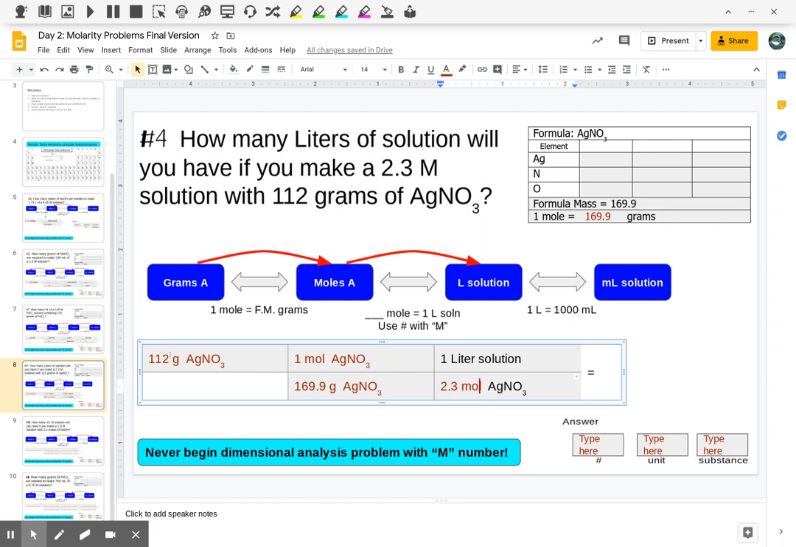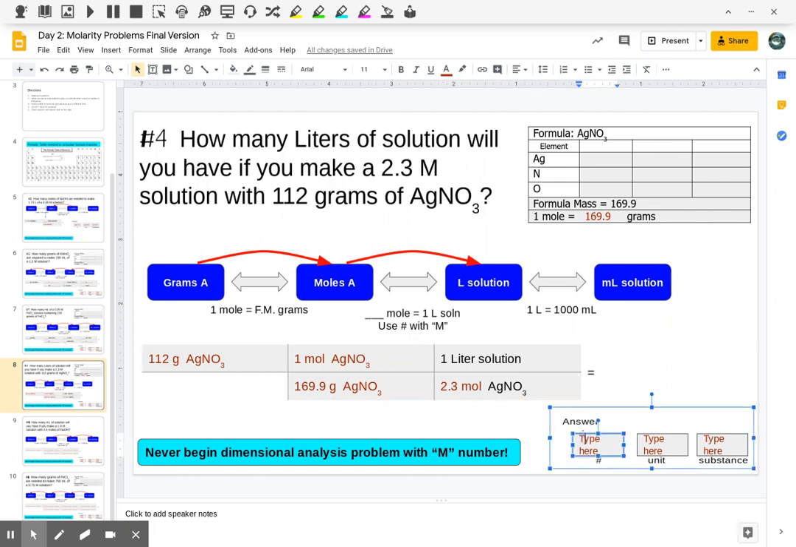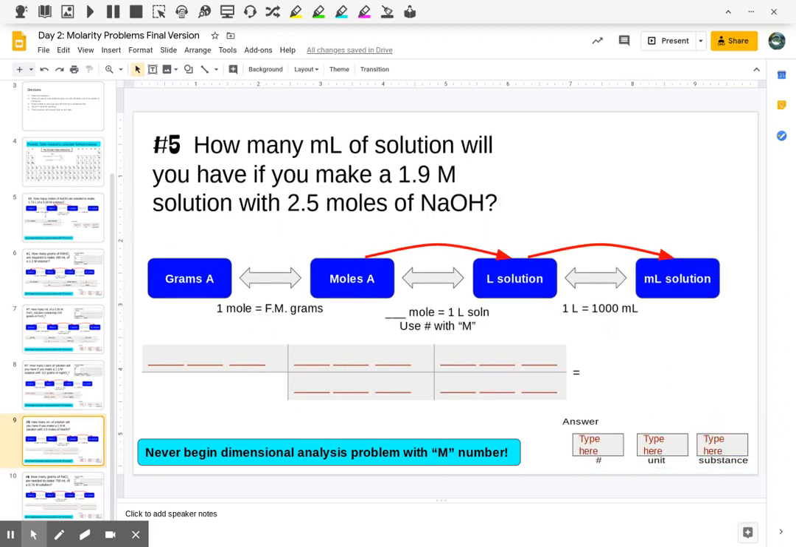And when you do the math here, 112 times 1 times 1, divide by 169.9, divide by 2.3, you are going to get around 3,700. Depending on where you round, you could have a little bit under or over that. As long as it's somewhere near there, you've done it right. Since they wanted how many liters of solution, our unit is liter or liters, and our substance is solution.